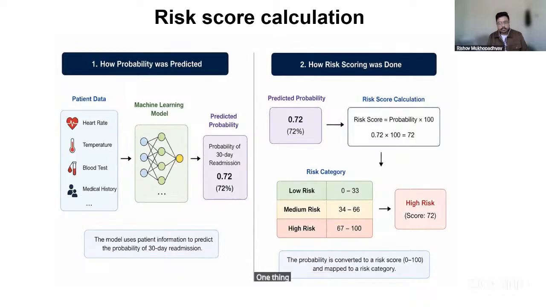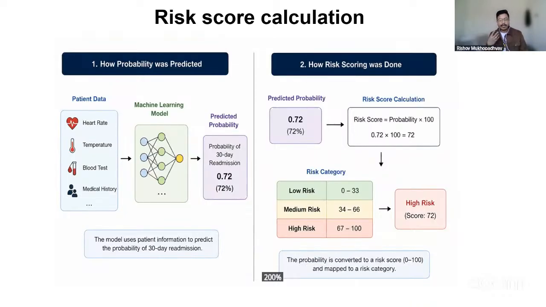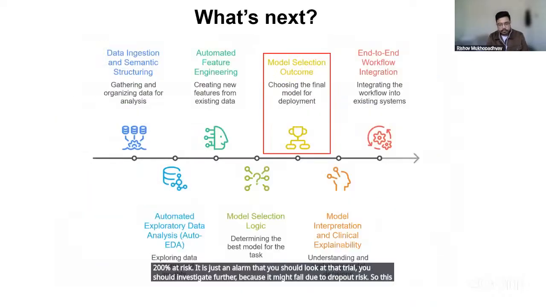One thing to say, this is not like a verdict. If the model is saying that a particular trial is at risk, that doesn't mean that it is 200% at risk. It is just an alarm that you should look at that trial, you should investigate further, because it might fail due to dropout risk. So this is like an alarm system.